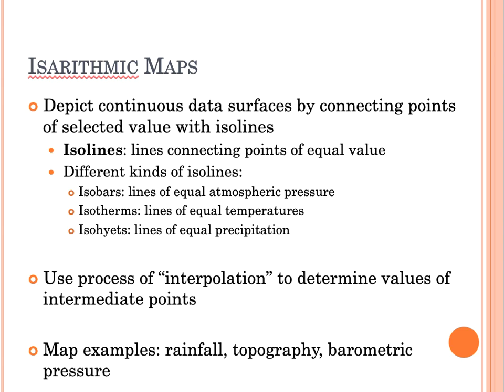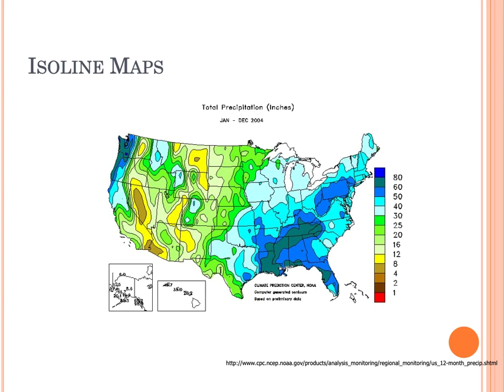The types of maps that we tend to see that are isarithmic are rainfall maps, topography maps, and barometric pressure maps. These types of maps are commonly seen on the Weather Channel, especially if we're looking at pressure and temperature and precipitation. So here is an example of an isoline map showing us the total precipitation in inches.